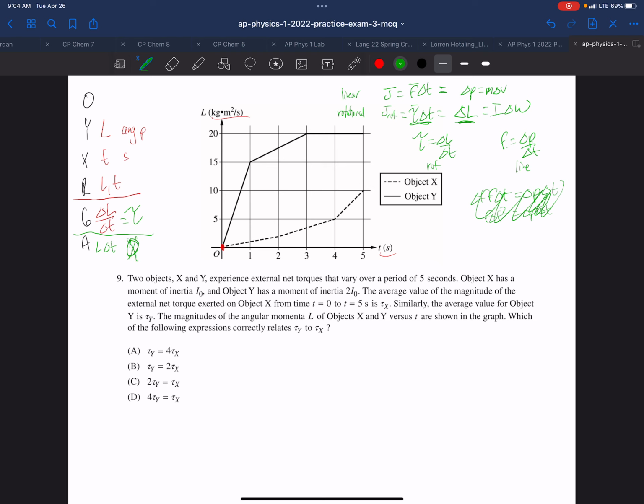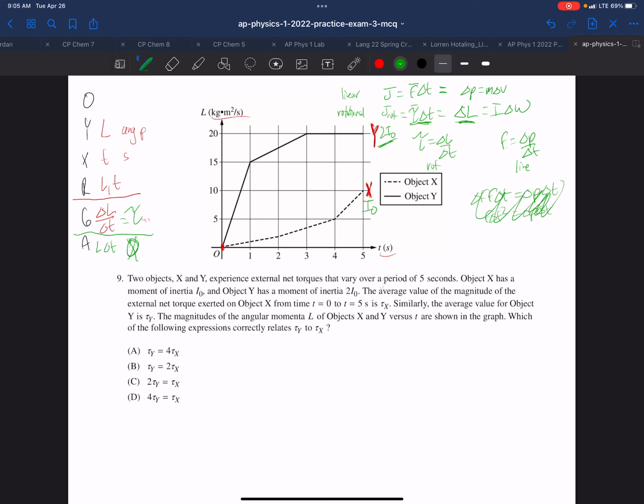So now we can get to the question. Let's label our curves here. We have an object y, given like so, and we have an object x, like so. Now they experience external torques that vary. And the torque, we said, is the slope. So the slope varies for y, and the slope varies for x. Object x has a moment of inertia of I-O, and y has a moment of inertia of 2I-O.